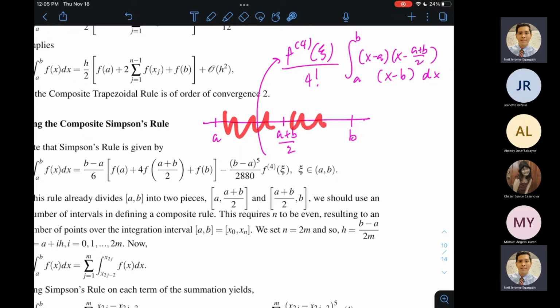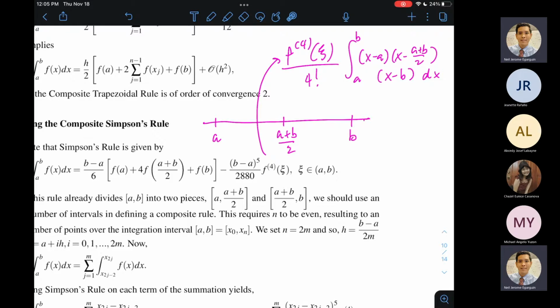Sa isang application, may 2 subintervals to expect. When you want to apply the Simpsons rule twice, you will need 4 subintervals. If you will apply it thrice, you're going to need 6 subintervals. Okay? So that's why the idea here is in doing the composite Simpsons rule, we need to divide the interval AB into an even number of subintervals.